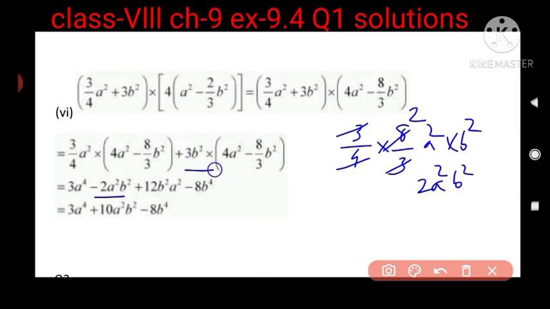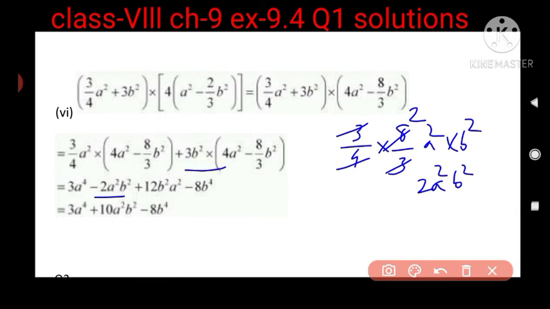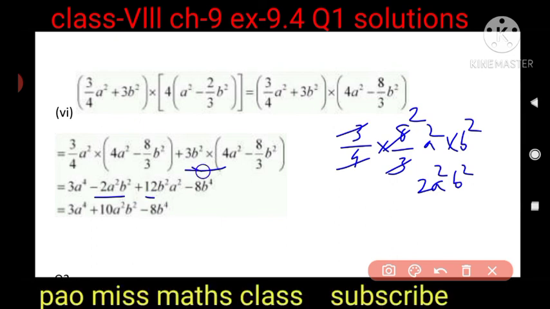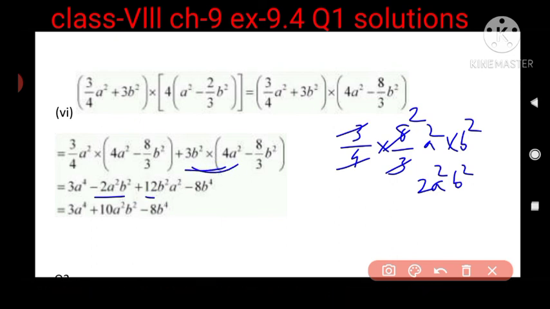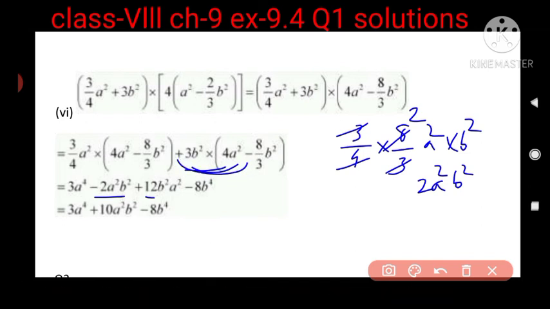Now for the second expression. Now this is not in fraction, so 3 into 4 is what? 12. And b square a square, not similar, means not like terms, so both will be there. Now this is minus and this is plus, isn't it? Plus minus is what? Minus.